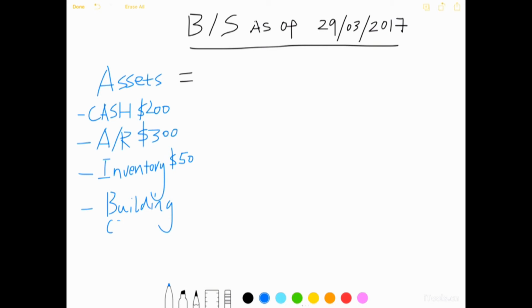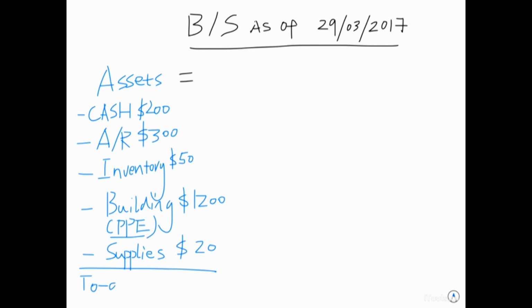Notice that this is under your PPE section, and what that stands for is property, plant, and equipment. Let's say that is worth $1,200. That's your non-current assets. And the last thing that we can have is, say, supplies. We can have supplies worth, say, $20. When you total them up, it should equal $1,770, if I didn't make any stupid mistakes.